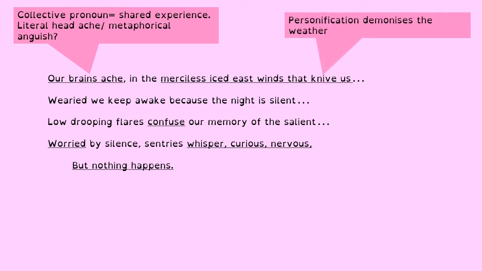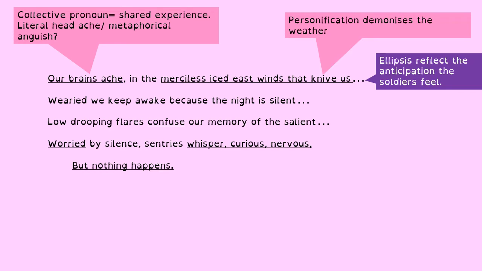The weather is personified, and you'll see this a lot through this poem. This time it's the "merciless iced east winds that knive us," and this personification demonises the weather by using "merciless" and "knives us," both of those things showing how aggressive the weather is, that they have become a villain and an enemy for the soldiers, perhaps more so than the Germans. The ellipsis here reflects the anticipation that the soldiers feel, and this is used a lot throughout the poem.